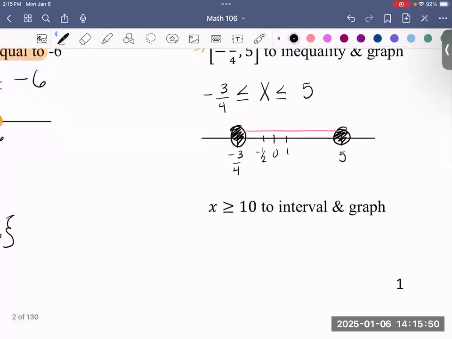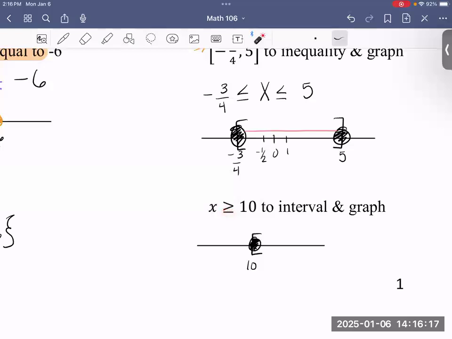Now let's do it one more time. When it says x is greater than or equal to 10, in interval and graph. So if you wanted to graph it first, 10 is up for debate. We have the equals to sign, which means we are working with a closed circle. Or if you wanted, you can use brackets. I didn't use the bracket before. If there was no equals to sign, we could use parentheses.